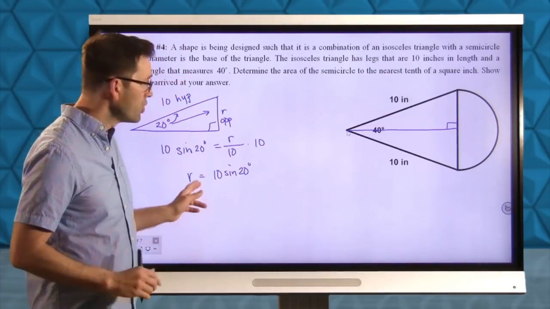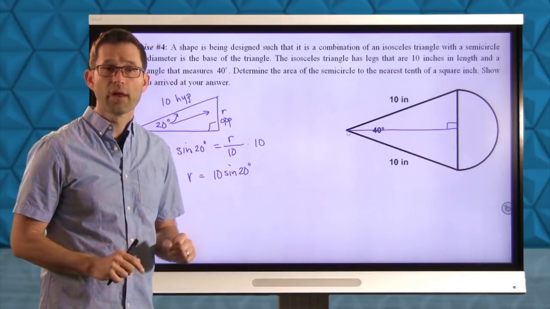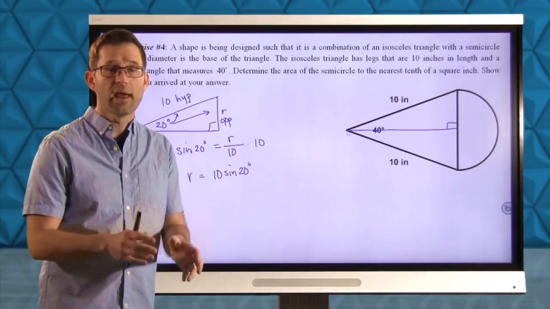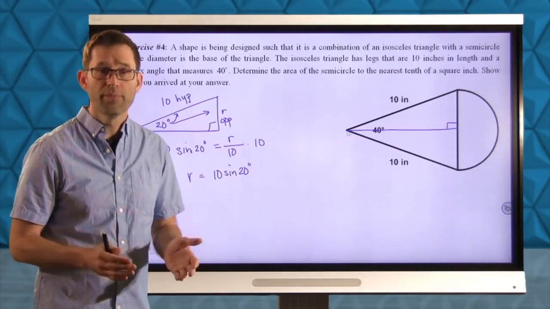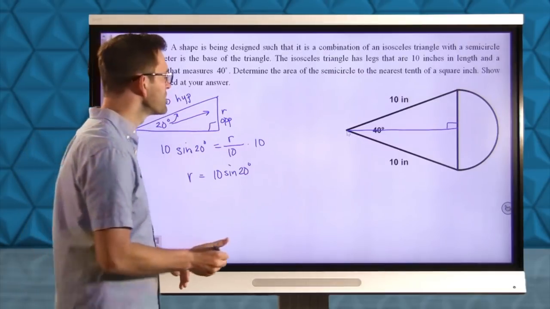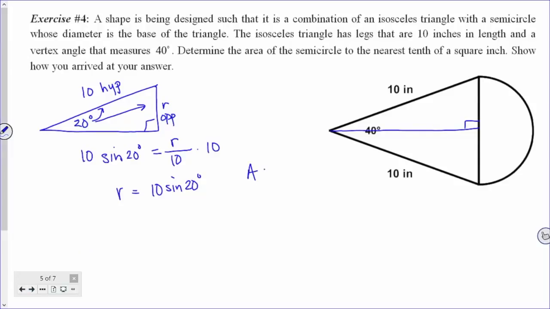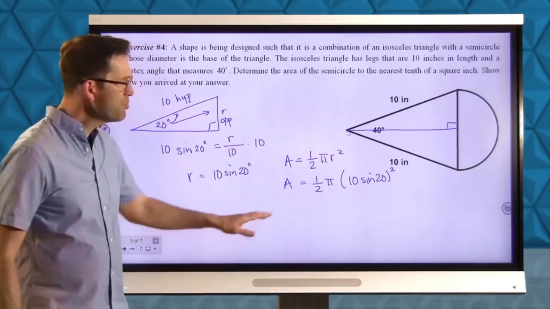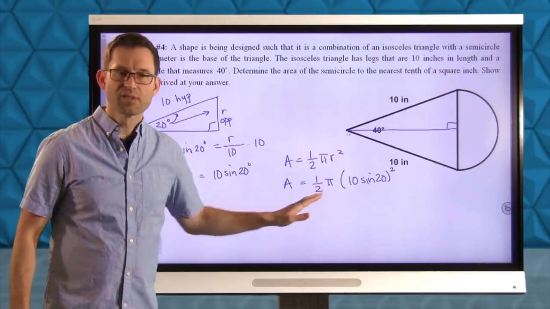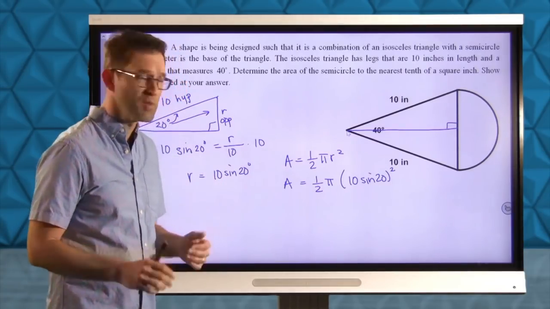Now, again, you could completely evaluate that right now, get kind of a messy decimal, write it down, store it in your calculator, do whatever you want. But I'm going to try to do it all at once, because I know that the area of my semicircle will be 1/2 pi times r squared. So that's going to be 1/2 times pi times 10 sine 20 all squared. And I can put that into my calculator. It's not that bad as long as I'm good with use of parentheses.